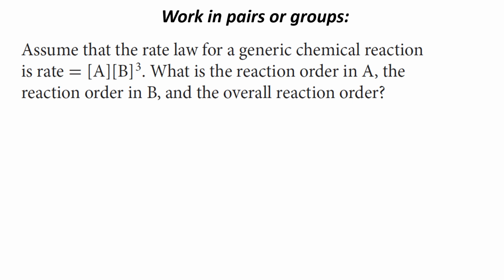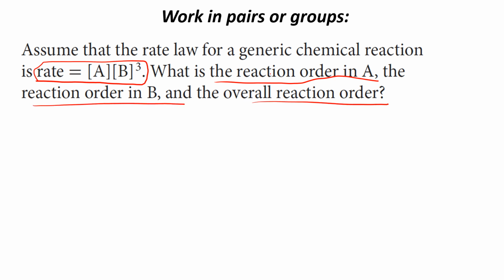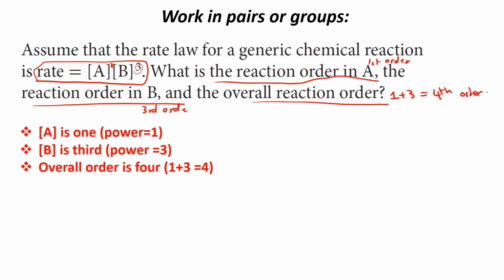Okay. Now have a look at this question. Okay? And then try to answer it. Stop the video and then come back. Assume that the rate law for a generic chemical reaction is as follows. What is the reaction order for A, the reaction order for B, and the overall? To know the reaction order for A, we look at the exponent of A, which is 1. So this is first order. What's the reaction order for B? 3. Third order. What's the overall reaction order? It is 1 plus 3, which is fourth order. Okay guys?